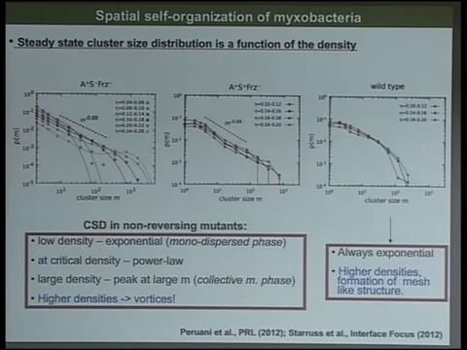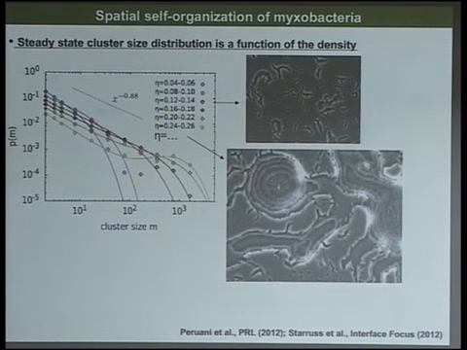Now the wild type is very different, as you can see here. If they do reverse, what you can see is that the distribution is roughly exponential for all packing fractions. And what happens at higher density is very different, again, from the previous two mutants. What we observe is the formation of kind of mesh-like structures. And this is what I'm going to show you here.